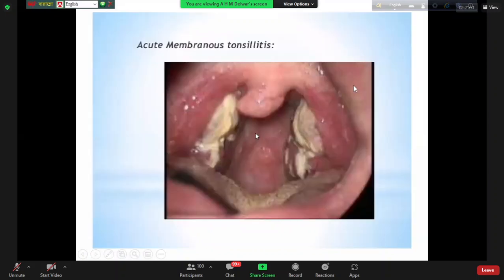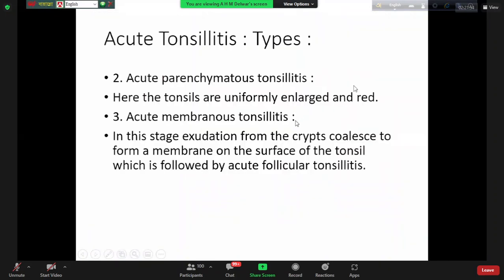So acute membranous tonsillitis, it is most important because in this stage, exudation from the acute stage forms a membrane on the surface of the tonsil, which is followed by acute follicular tonsillitis. We see that in acute follicular tonsillitis, there is a spotted appearance. But in acute membranous tonsillitis, there is a whitish covering over the whole tonsil. That is acute membranous tonsillitis.